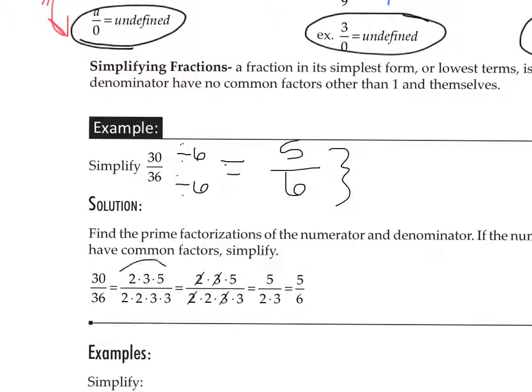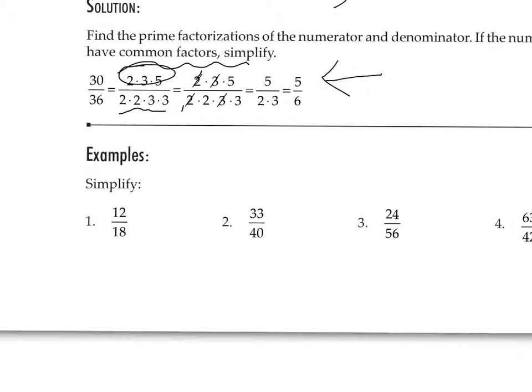But you can use prime factors like this, and this is useful with variables also, and also big numbers. You can just break up your number. 30 is 2 times 3 times 5, and 36 is 2 times 2 times 3 times 3. And then you cancel the factors that are the same in the numerator and the denominator, and you've reduced it down like that. So we're going to practice reducing a little bit.